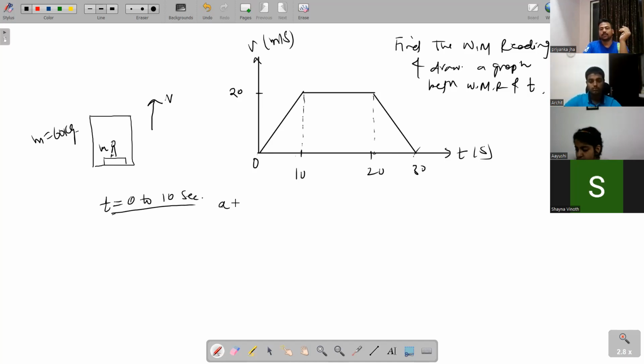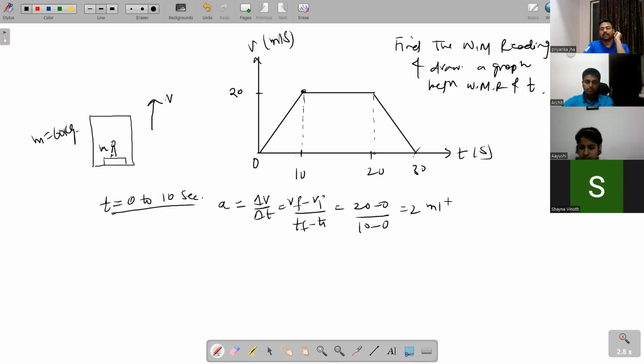How much acceleration? Acceleration is the slope of the v-t graph. Acceleration is dv by dt, meaning delta v by delta t, v final minus v initial upon t final minus t initial. So the final velocity at t equal to 10 is 20, initial is 0, and t is 10. So the acceleration is 2 meters per second squared. Okay, fine.